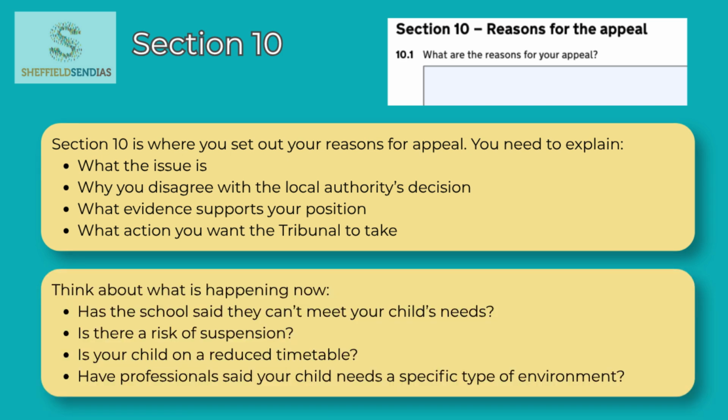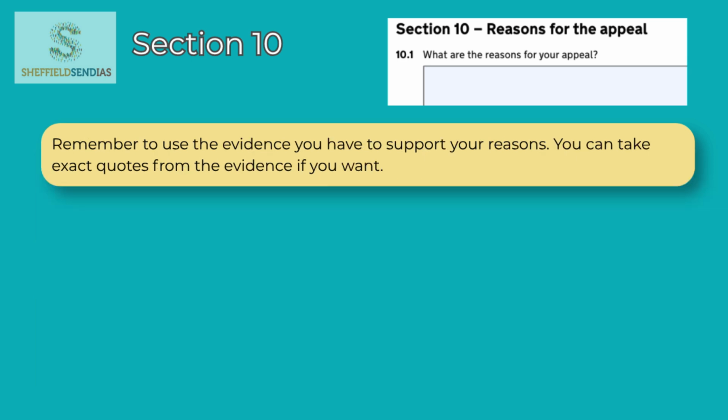When explaining your reasons, think about what is happening in school right now. For example, has the school said they cannot meet your child's needs? Is there a risk of suspension? Is your child on a reduced timetable? Have professionals stated that your child needs a specific type of environment? Think about the evidence you have to support your reasons for appealing.